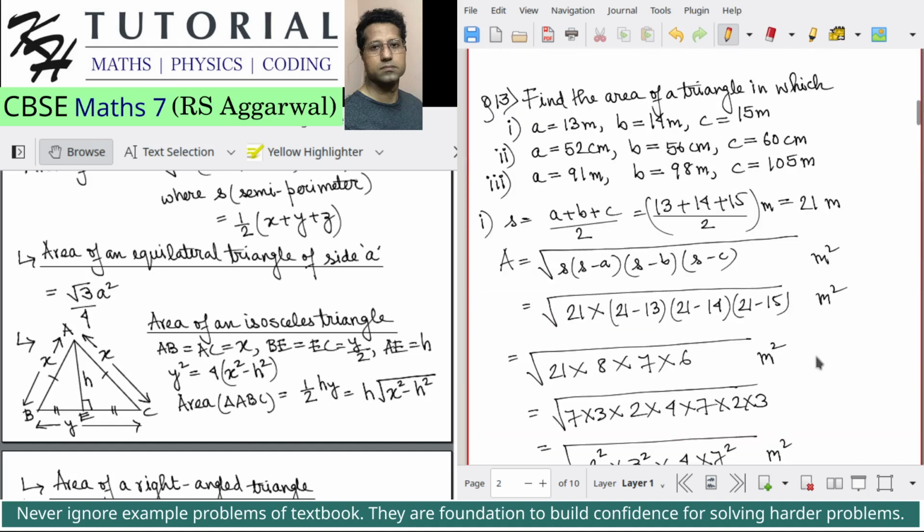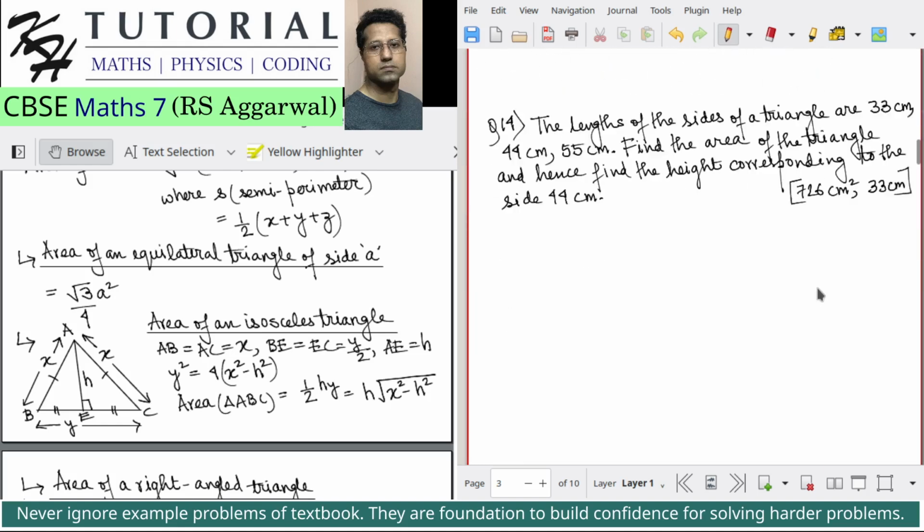Now I think I need not do part 2 and 3. They are quite similar. You just have to find the small s, which is the semi perimeter, a plus b plus c by 2, and then apply Heron's formula to find the area. So I am not doing part 2 and part 3. Okay, let's do the next problem.